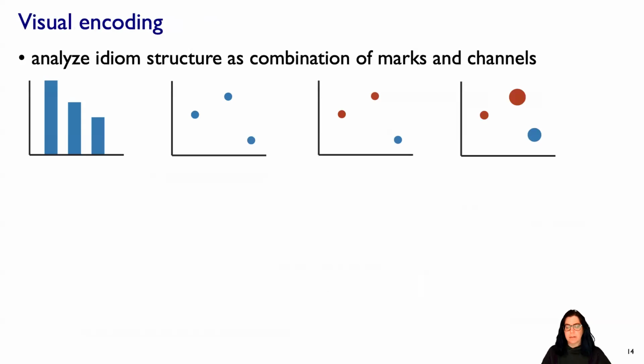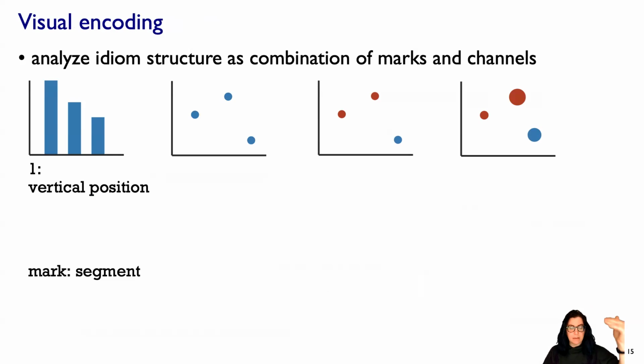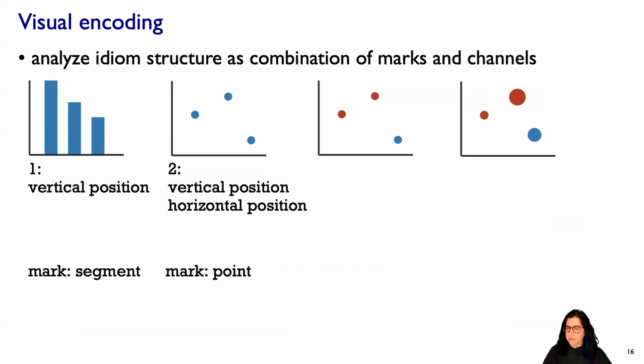So let's go back to this idea of analyzing an idiom structure as some combination of marks and channels. So what about this bar chart? Well, we seem to be using vertical position, right? It's up and down. That's meaning something. Our mark type is one of these segments where we've got those 2 points.